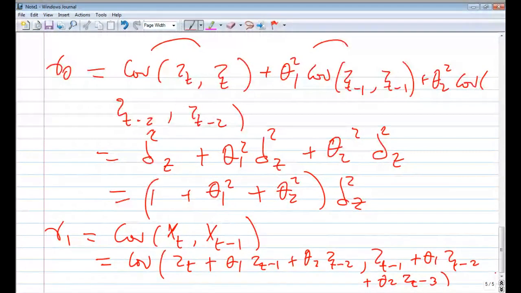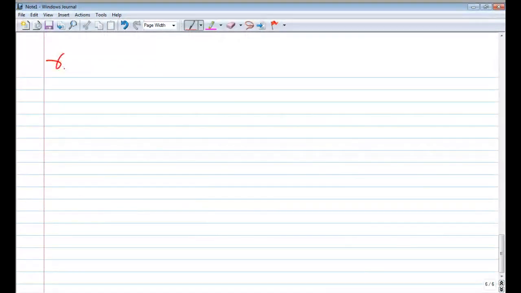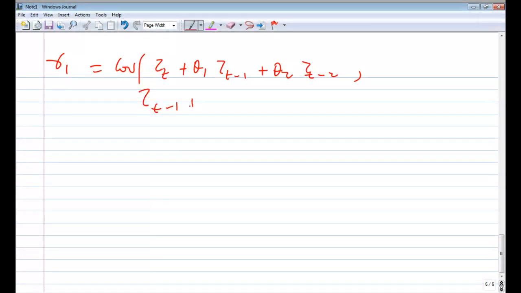So let me just rewrite it nicely on the next page. So it's gamma 1 equal to the covariance of zt plus theta 1 zt minus 1 plus theta 2 zt minus 2, and xt minus 1 is going to be zt minus 1 plus theta 1 zt minus 2 plus theta 2 zt minus 3. Okay. So now you have to check the independence. So this one and this one are not independent, so their covariance is going to give you something, and even this one and this one are not independent. So that is why we are grouping them together.